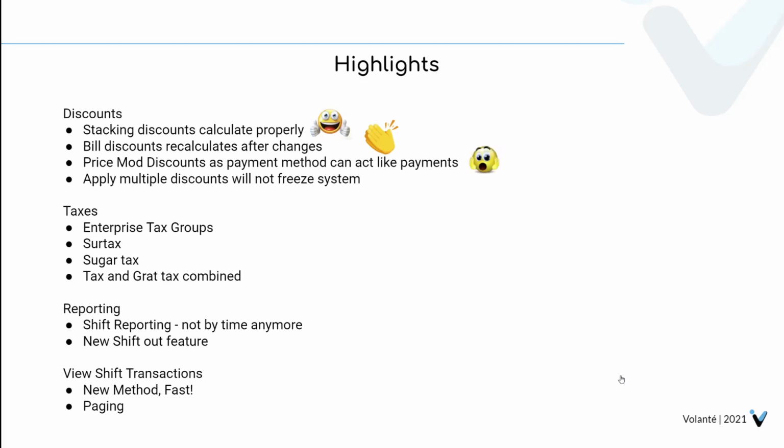And finally, we currently have a discount limitation. Add more than a few discounts and the system will slow down and freeze. Well, that won't happen anymore. Let's move on to tax changes.